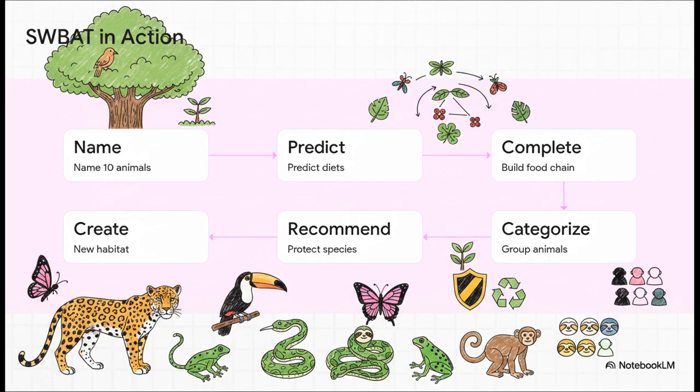Next, we have them categorize the animals. Then boom, we hit higher order thinking. Recommend ways to protect an endangered species. And finally, the highest order skill at the absolute peak, create a brand new habitat for an endangered species. By structuring your lessons exactly like this, you're scaffolding the learning. You're making sure your students are supported at every single step, all while they conquer both the science content and the language at the same time.